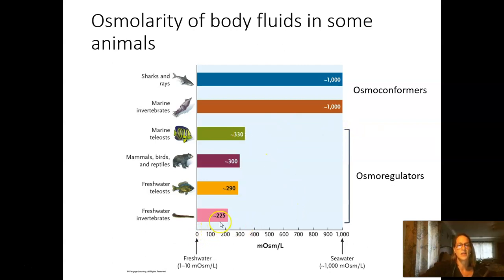On the other hand, if you're looking at freshwater fish and freshwater invertebrates down here, freshwater has an osmolarity of close to 0, and they have an osmolarity in their bodies of much greater than that.